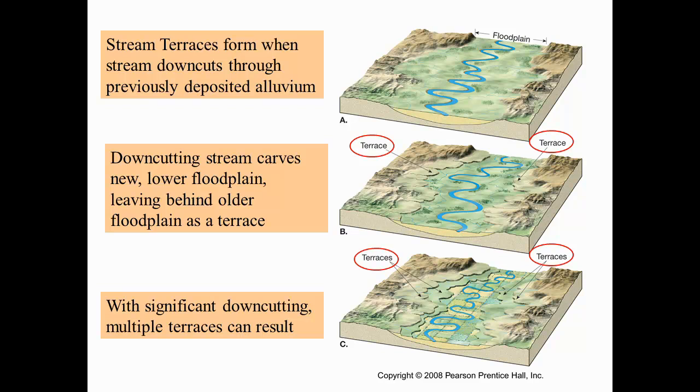Typically, stream terraces are cut during times of global sea level fall, as for example occurred during the last ice age, where ultimate base level was quite a bit lowered. And so when you're crossing, for example, the Mississippi River, you'll travel across several terraces on both sides. And those terraces were largely formed during the last ice age when global sea level was significantly lower.